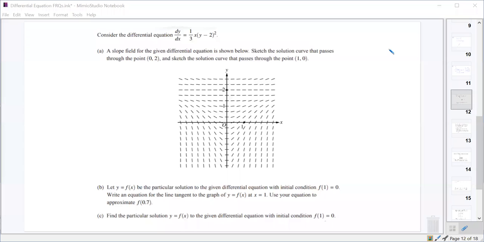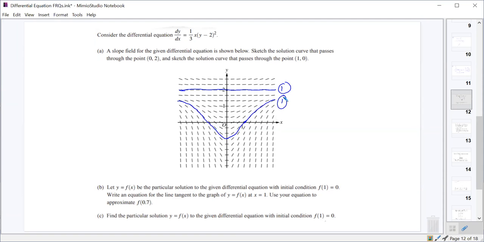Ready to go. So part A just asks us to sketch the solution curve that goes through 0, 2 and through 1, 0. The solution curve through 0, 2 is pretty straightforward. It's just that horizontal line. Right? And the solution curve through 1, 0 looks about like this, something like that. And those should have been a pretty straightforward, easy 2 points. Just follow the slopes, 1 point for one and 1 point for the other one.